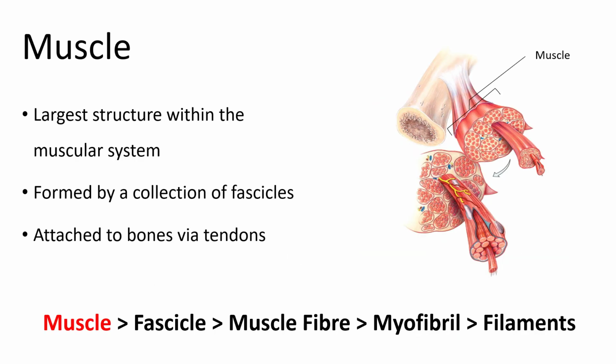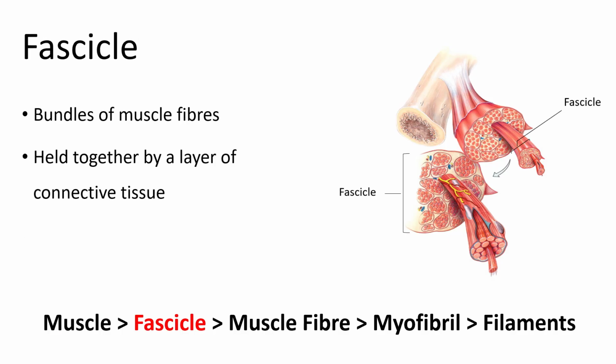The muscle is the largest unit within the muscular system, and it's formed by a collection of fascicles coming together in the same location. Here in the diagram, we can see the muscle is the largest component within this system. We can also see that it's attached to the bone via a tendon.